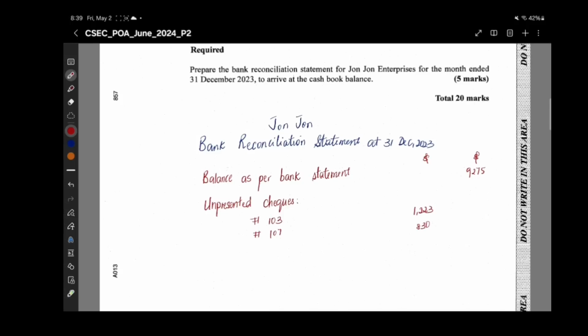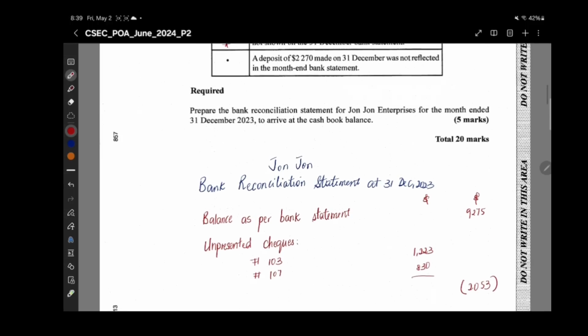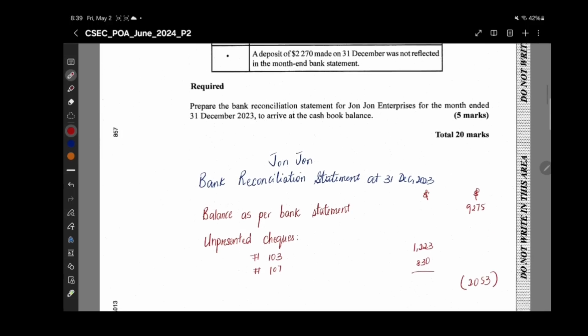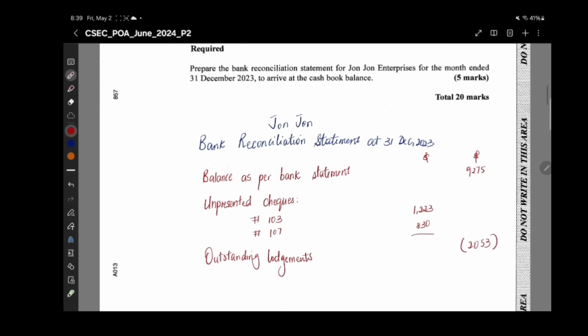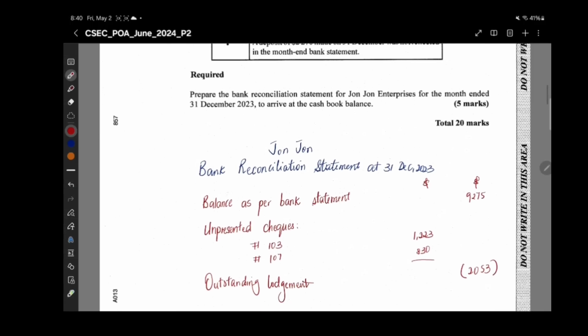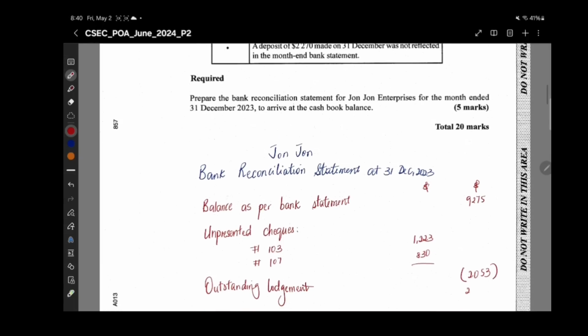Alright, so let's add this quickly. We have $1,223 plus $830. This will give us $2,053. So remember, this has to be minus, so we'll put this in brackets. And our second part is a deposit. So deposit is not going to be named deposit, it's called outstanding lodgement. Well, it's one, so it will be lodgement. Outstanding lodgement, and that is $2,270.